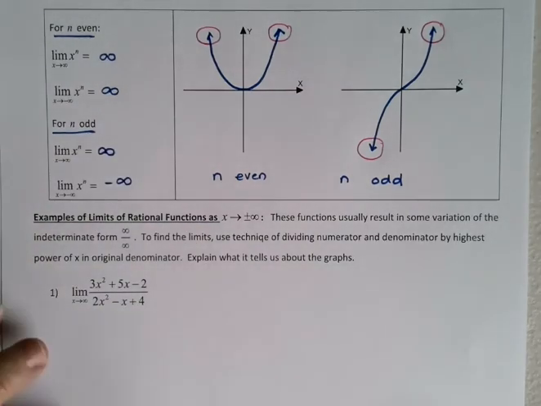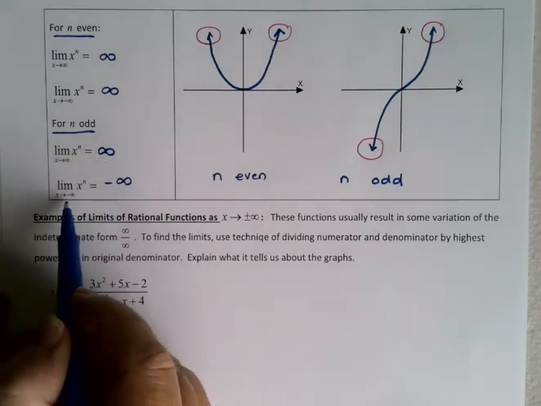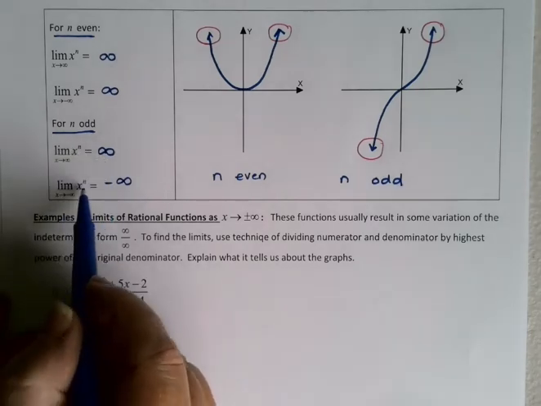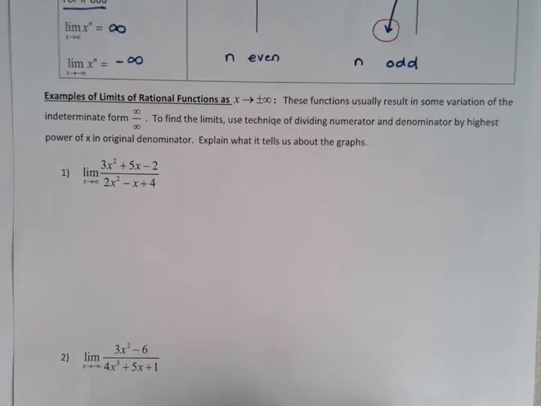And again, it makes sense. A positive number to any power is positive, but if I take a negative number to an odd power, I'll get a negative result. All right, we will take the sets of limits in those two boxes that we just filled out as givens, things that we can use anytime we need them. And we're now ready to tackle some rational functions.